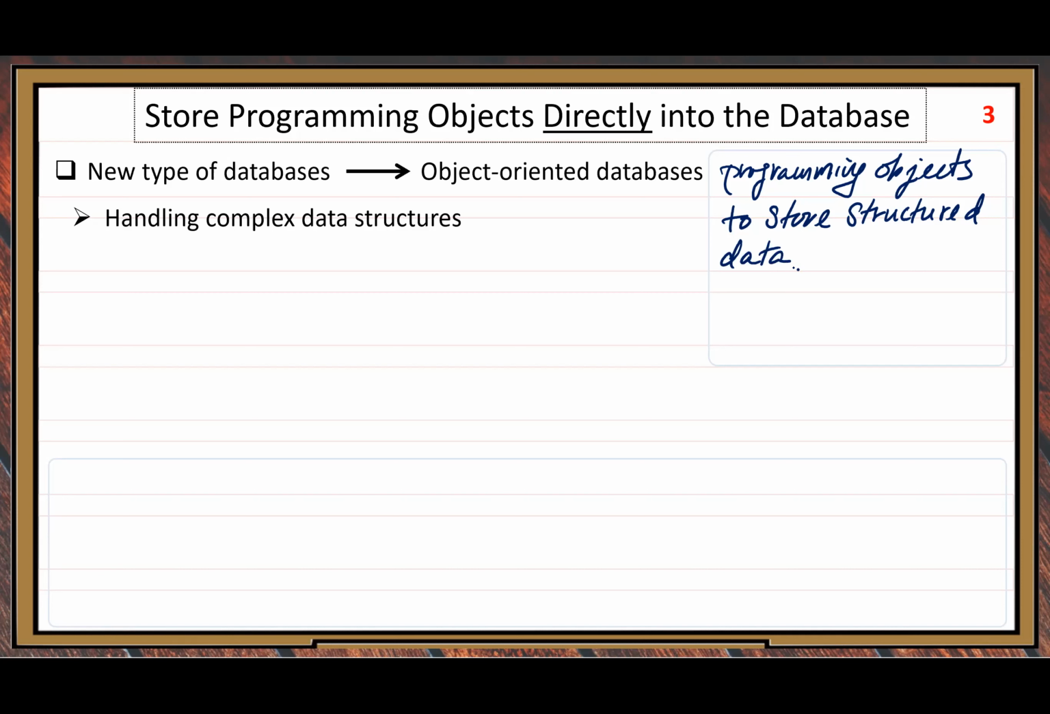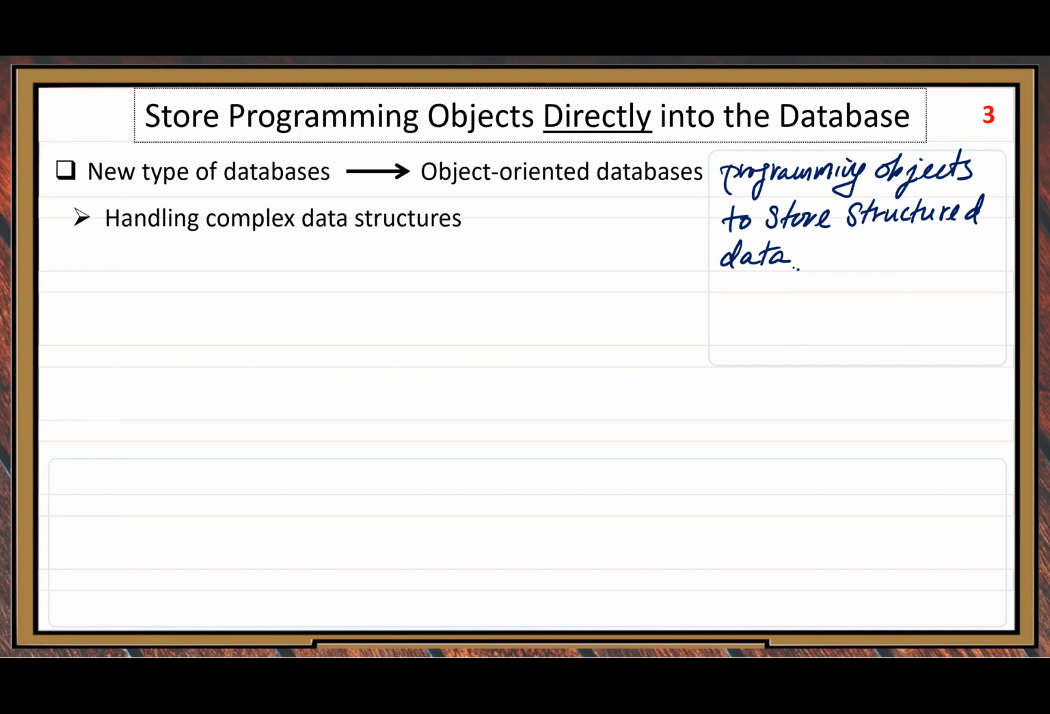Structured data. Not random data. The data has to follow a certain structure. First name, last name, many fields. And the structure could be very complicated, an arbitrary structure.